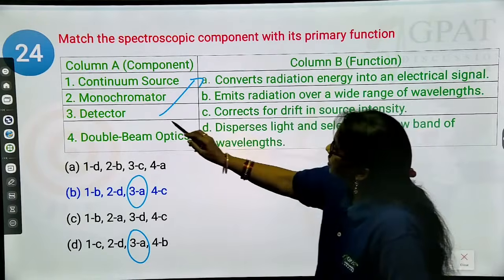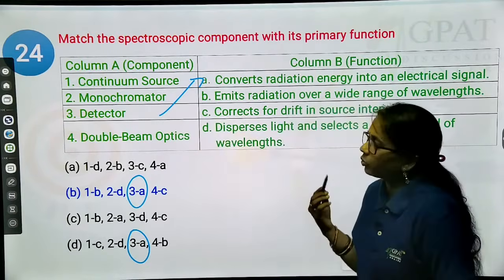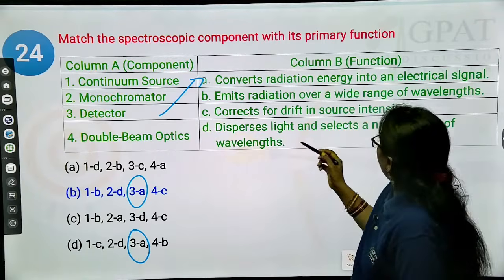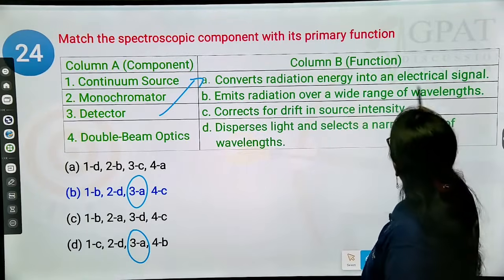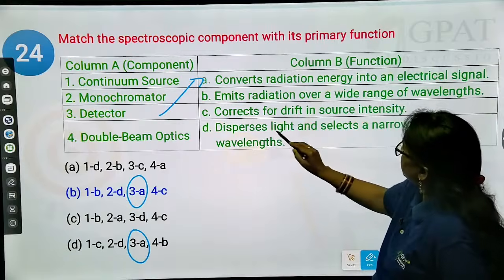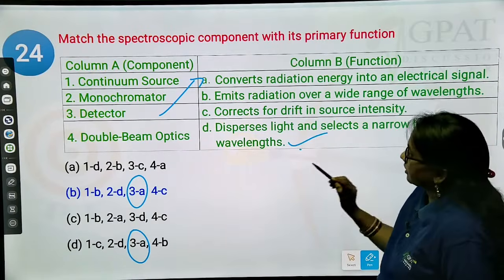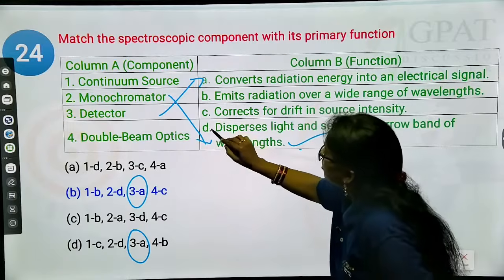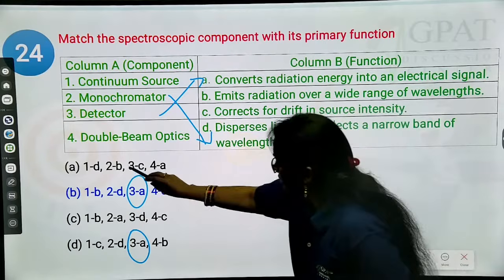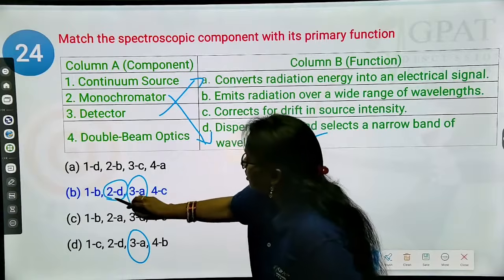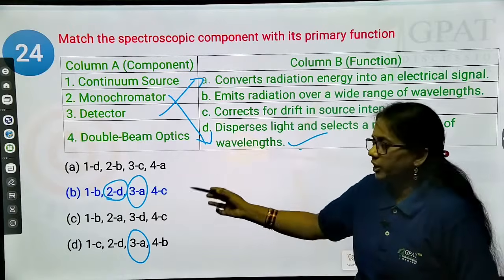Next, monochromator. What is the monochromator actually doing? If you observe the options, disperse the light and select the narrow band of wavelengths. This is the right answer for the monochromator. So 2D. So where is the 2D? Only here. So obviously option B is going to be the right answer.